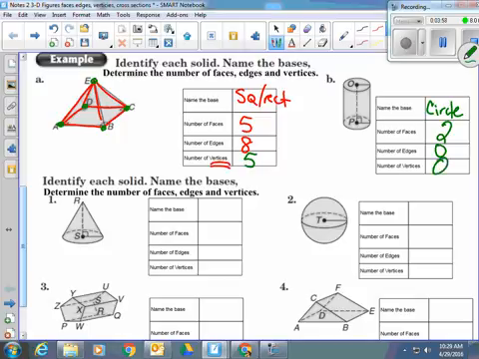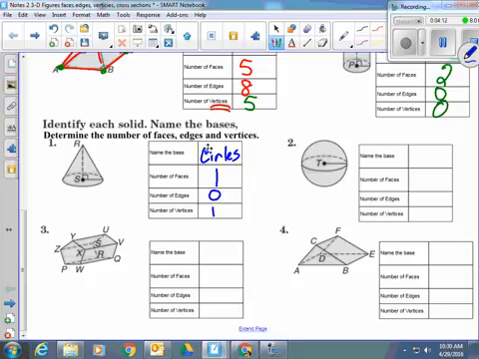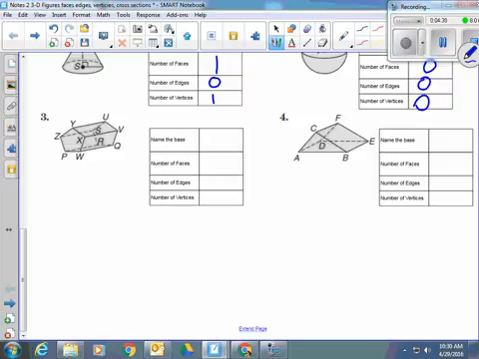Okay, I want you to try 1 and 2. Somebody tell me what's the name of the base for number 1? Circle, very good. How many faces are there? 1. How many edges? 0. And how many vertices? 1. Number 2, name the base. Doesn't have one. There is no flat surface. How many faces? 0. How many edges? 0. How many vertices? 0. Good.